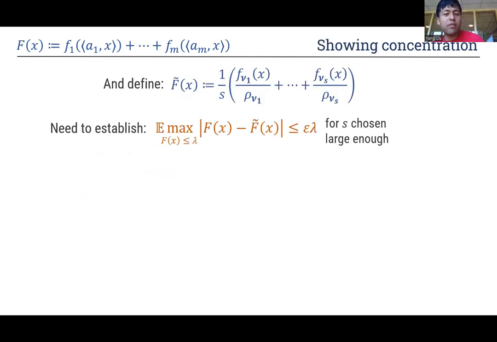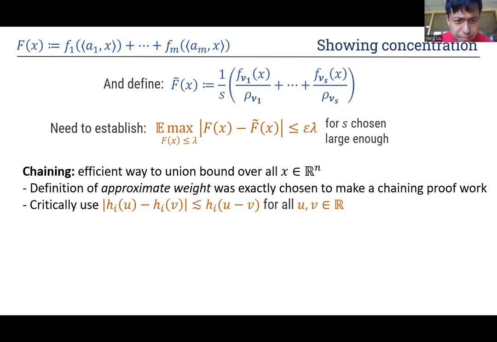Of course, now that we have these weights, we still need to argue that if you sample by these weights, you actually construct a sparsifier. So you want to show that f(x) minus f tilde(x) is at most epsilon lambda with high probability for a random sample given by these approximate weights. Now, to say just one sentence about how this is done, the proof is quite complicated, but we use a chaining method, which is an efficient way to union bound over all R^n. The generic chaining method was an idea fleshed out by Talagrand.